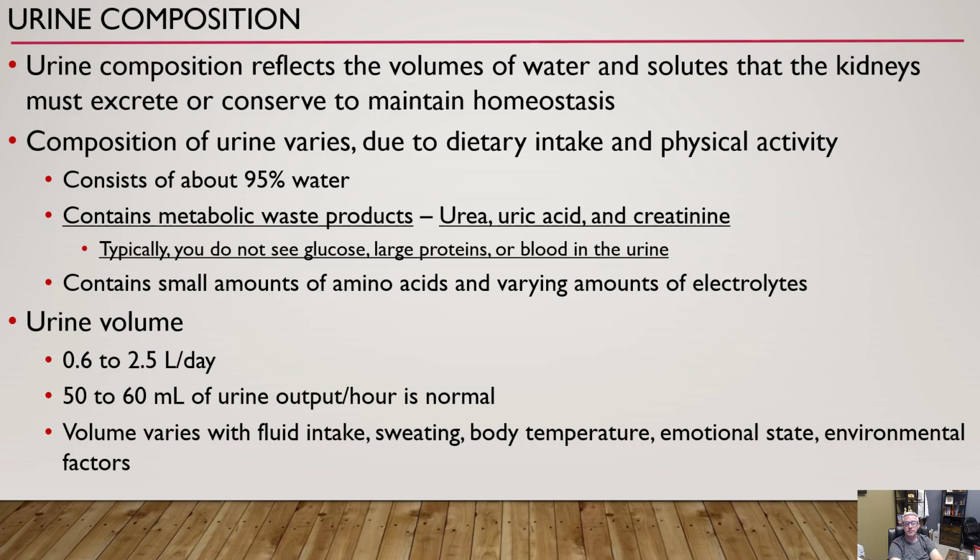But your urine is also going to have small amounts of amino acids and some electrolytes. So your urine volume is going to be about 0.6 to 2.5 liters per day, again, depending on your dietary intake and physical activity. If you're a big runner and you sweat a lot, you might not pee as much because you're sweating and not peeing. But about 50 milliliters to 60 milliliters of urine output is normal. And we've already said that volume varies with fluid intake, sweating, body temperature, emotional state, or other environmental factors.